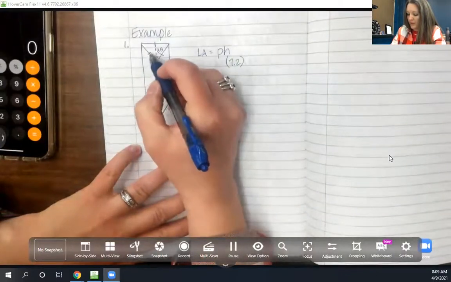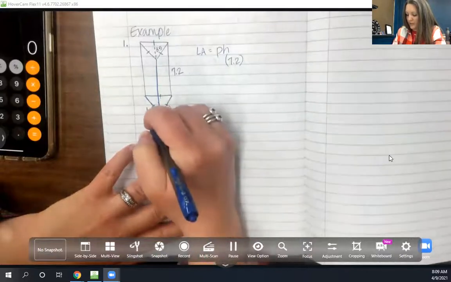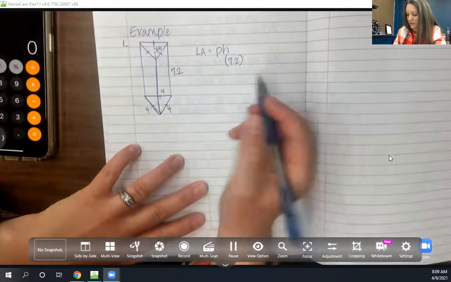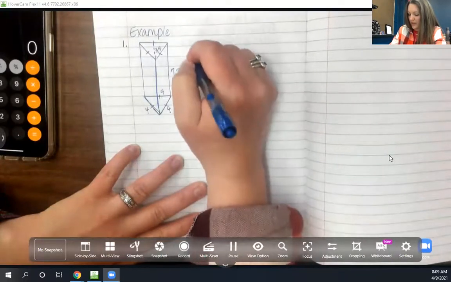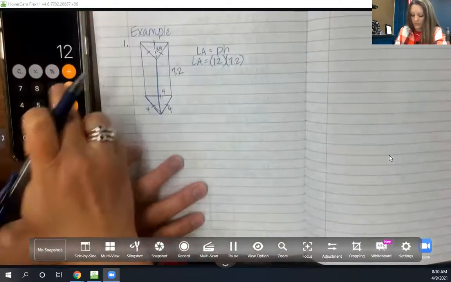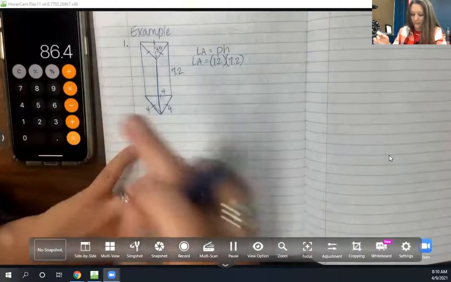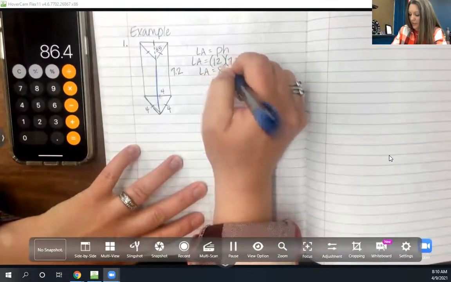What I know from up here is that all of my sides are the same, right? So if this is 4, this is 4, this is 4. So it's 4 times 3, that's 12. So my lateral area is 12 times 7.2, which is 86.4. So my lateral area is 86.4.